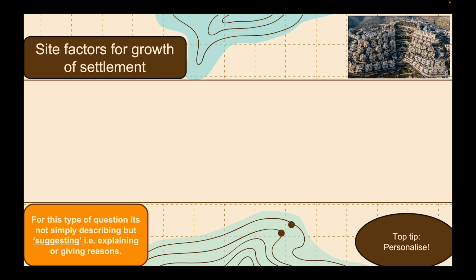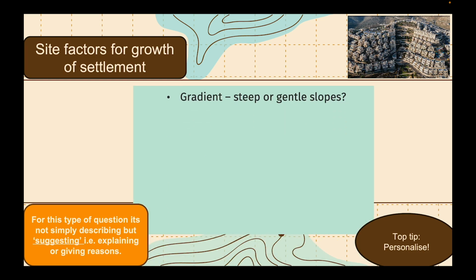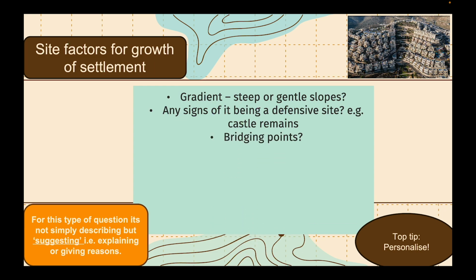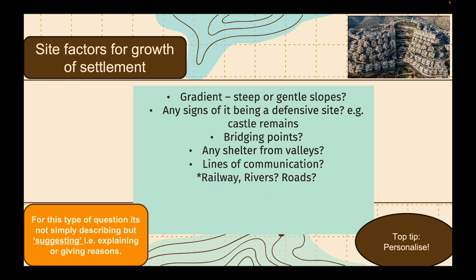This may overlap with the site of the settlement, which we've looked at earlier, but we're now given reasons. So here are some factors to consider. Gradient, steep or gentle slopes. Of course, if it's built on gentle slopes, it's easier to expand the settlement compared to steeper slopes. Are there any signs of it being a defensive site, such as castle remains? Bridging points? Shelter from valleys, again, what's the usefulness of this? Any lines of communication? When we talk about lines of communication, specifically we mean railway, rivers, roads. Again, think back to why these are beneficial.